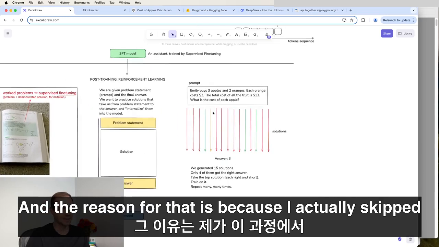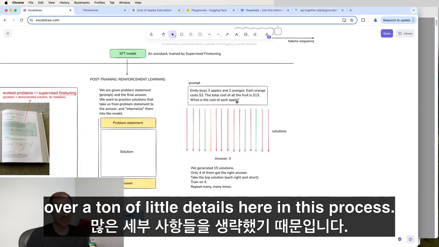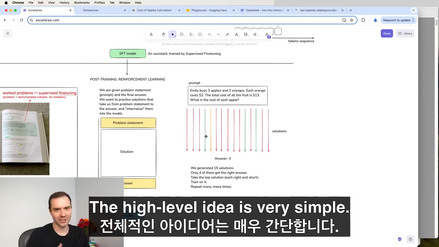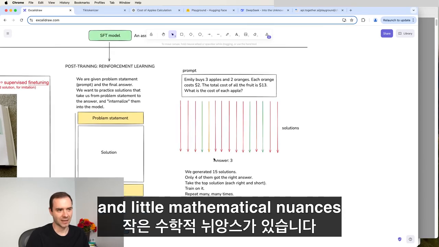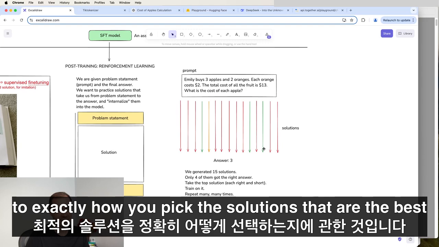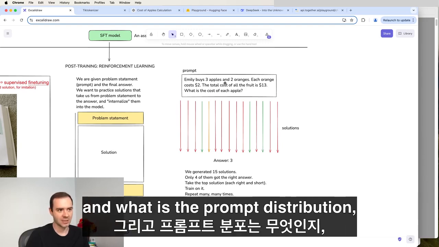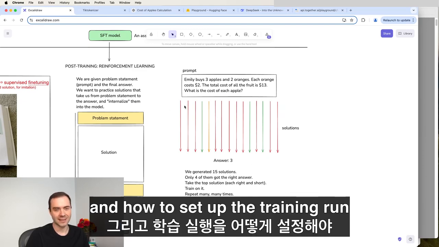The reason for that is because I actually skipped over a ton of little details here in this process. The high-level idea is very simple. It's trial and error learning. But there's a ton of details and little mathematical nuances to exactly how you pick the solutions that are the best and how much you train on them and what is the prompt distribution and how to set up the training run such that this actually works.